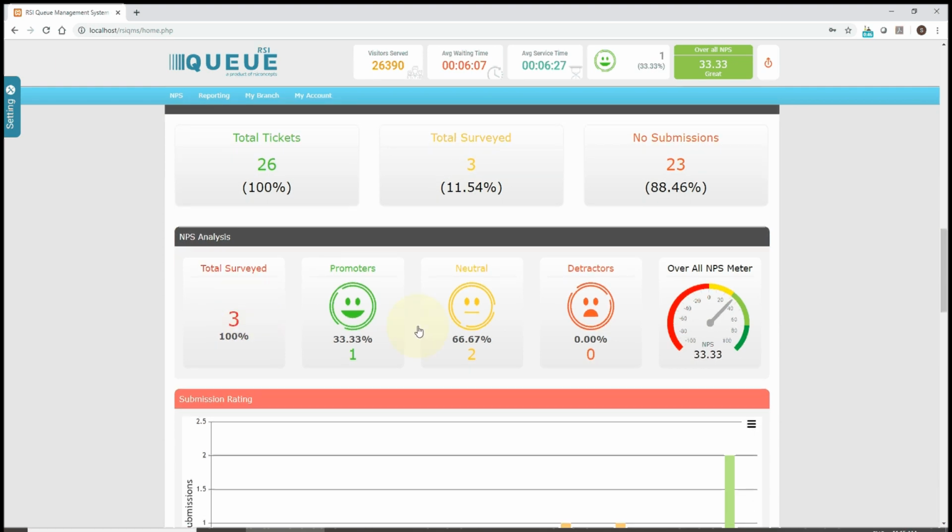How many are happy, how many are neutral and how many are detractors, unhappy customers? So we have a count of total surveyed 3. Total 3 people have given their feedback. 1 was happy and 2 were neutral. So 33.33% of your tokens are happy and 66.67% of your tokens are neutral. It's the same figure being shown up here. And detractors are 0. Your overall NPS is 33.